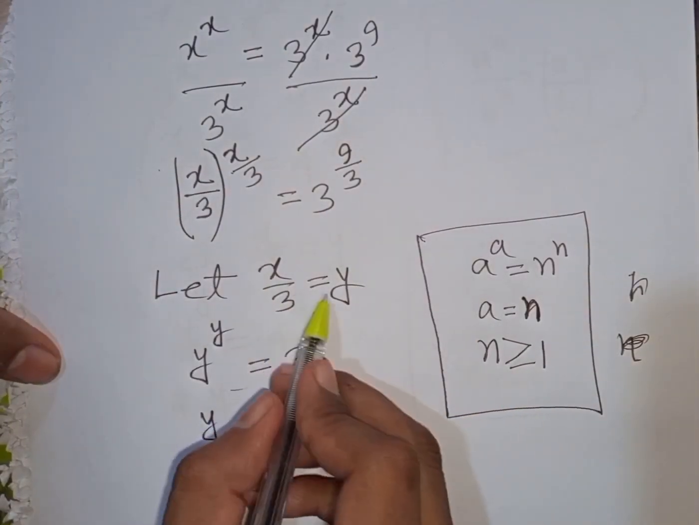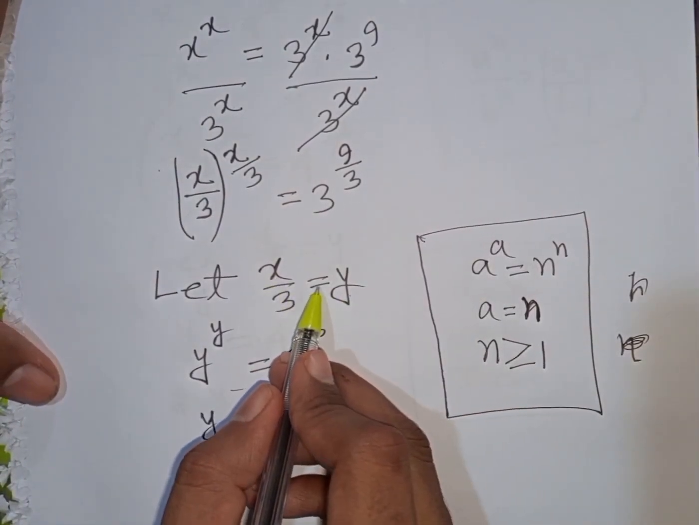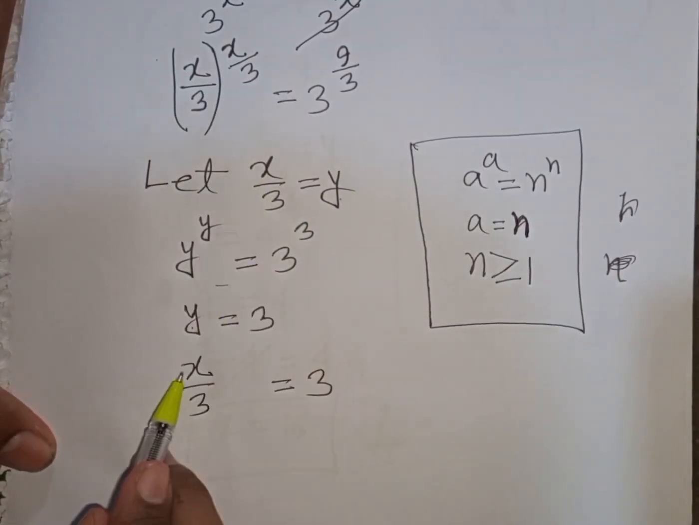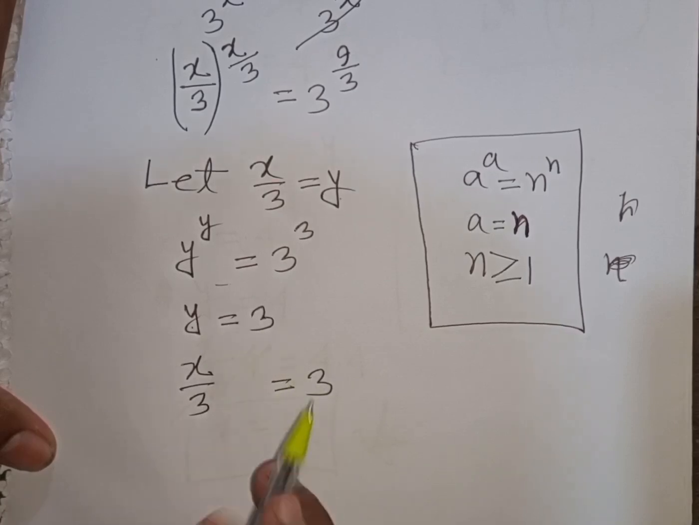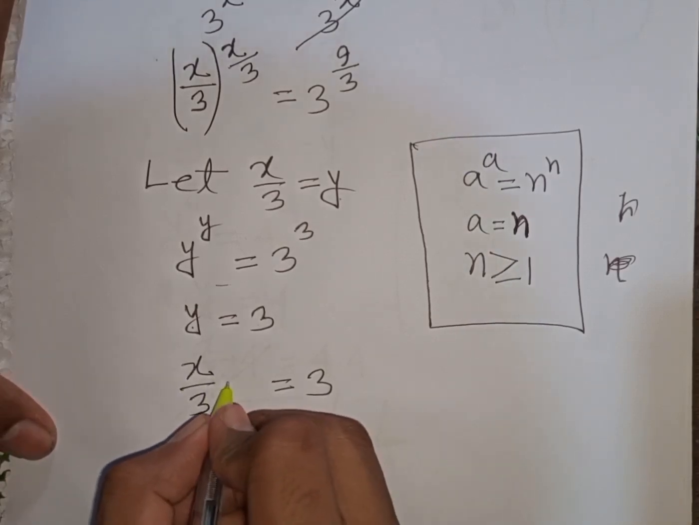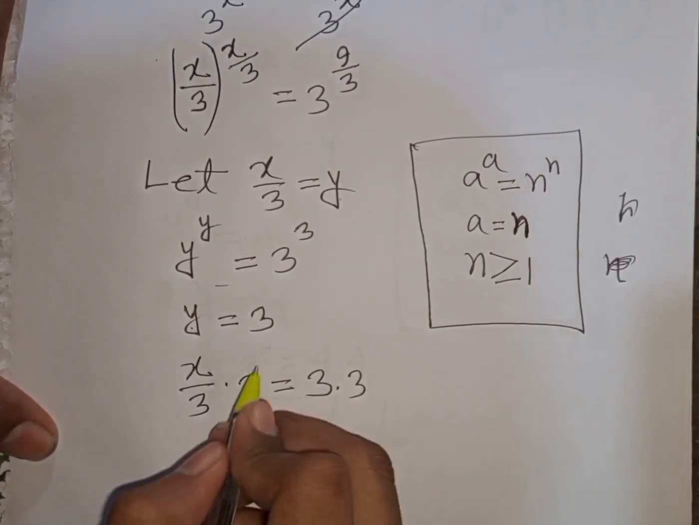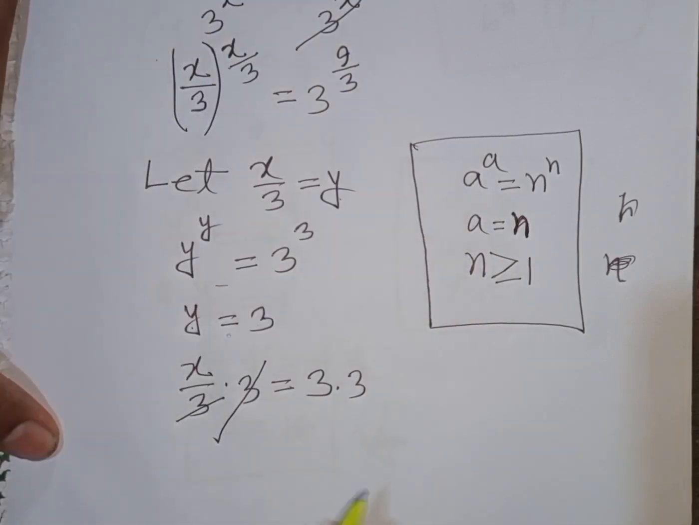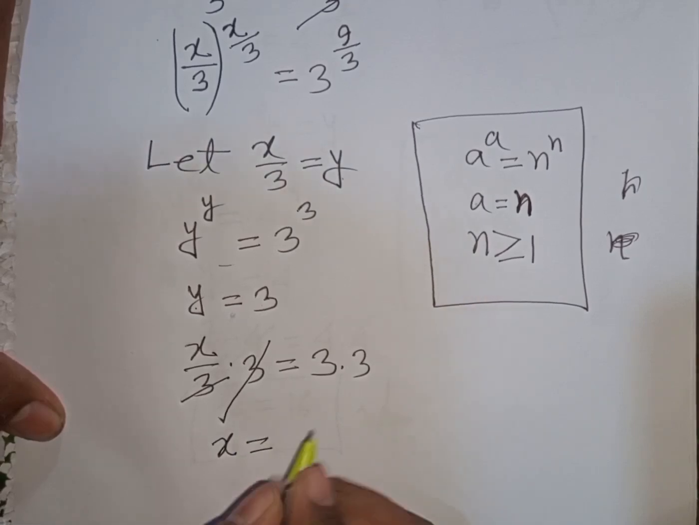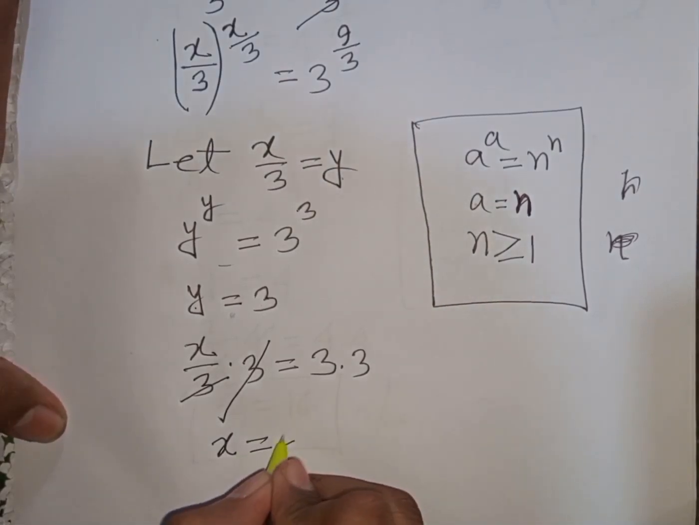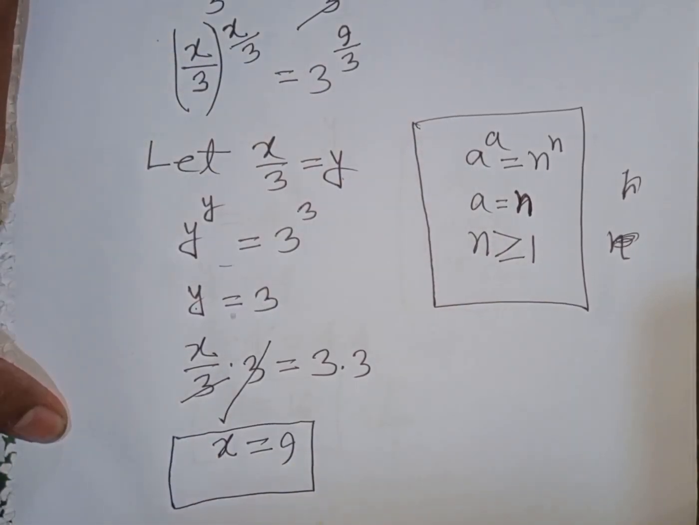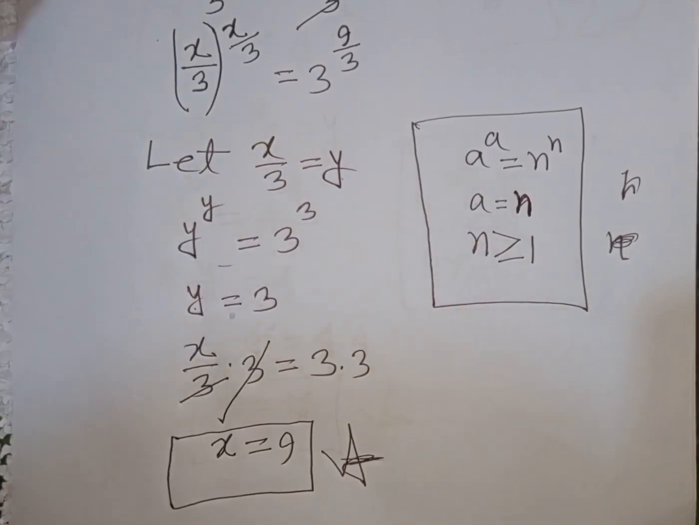Now remember that x/3 is substituted by y, so x/3 is equal to 3. Now we multiply by 3 on both sides because we need the value of x, so this 3 will be cancelled. So here x will be equal to 3 multiplied by 3, that means it will be 9. So 9 is the value of x, and this is our final answer.